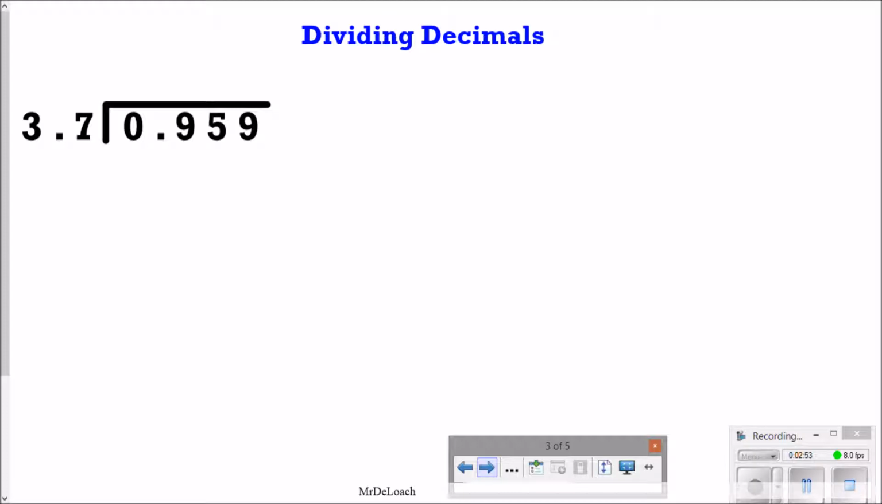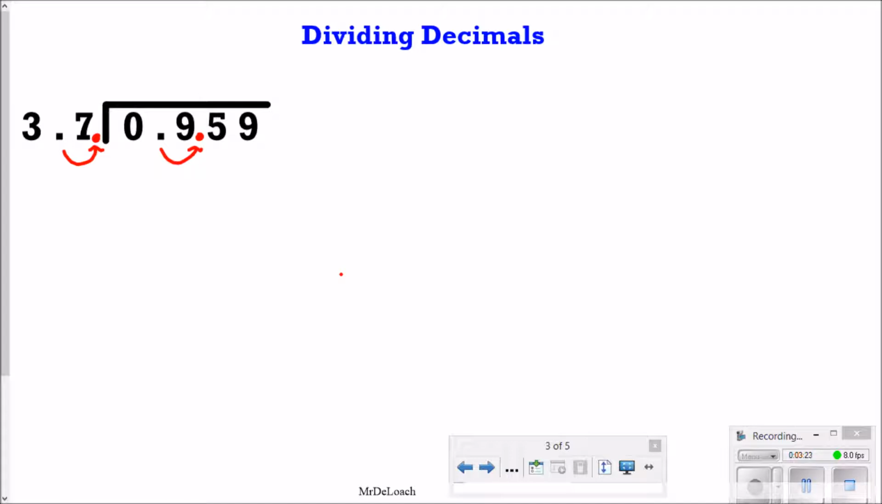Our next example is 959 thousandths divided by 3 7/10. So as I said with the last problem, the first thing we have to do is make sure our divisor is a whole number. In this case, 3 7/10 is not a whole number, so we're just going to multiply that by 10 or move the decimal one place to the right. And whatever we do to our divisor, we must do to our dividend. So in the dividend, I'm going to shift that decimal one place to the right. In a sense, I'm multiplying by 10.